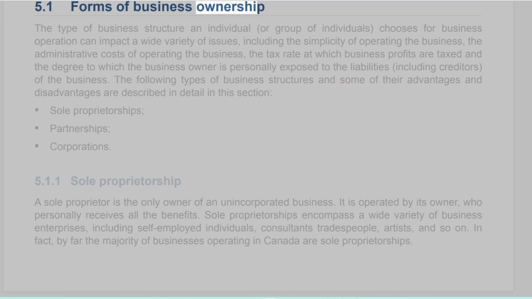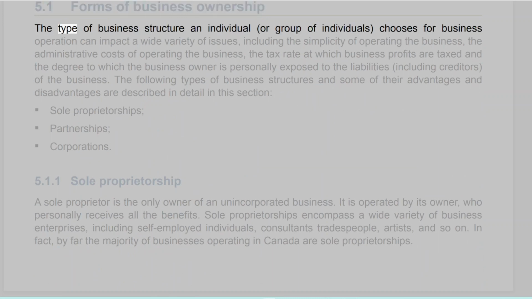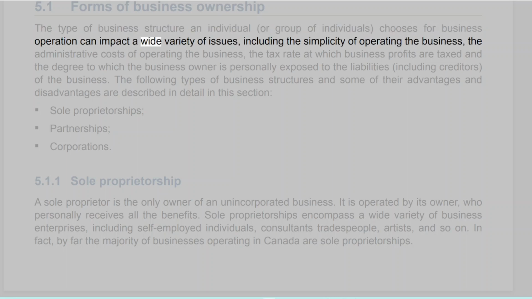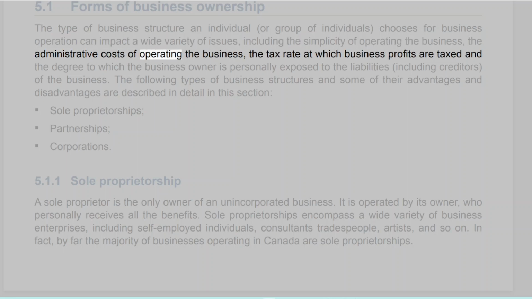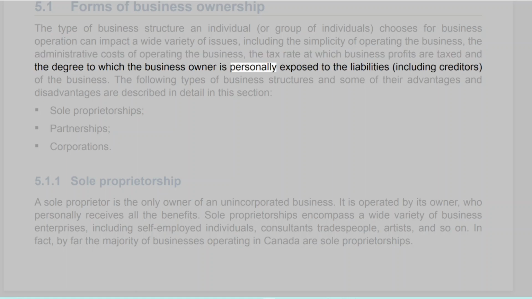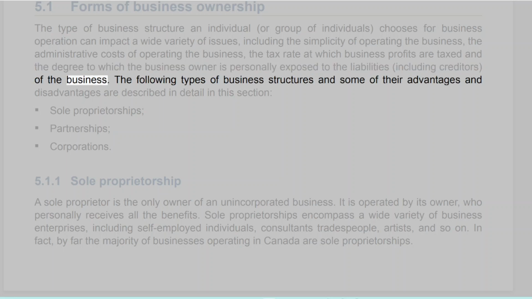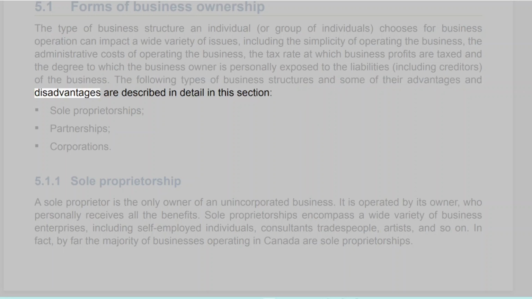5.1 Forms of business ownership. The type of business structure an individual or group of individuals chooses for business operation can impact a wide variety of issues, including the simplicity of operating the business, the administrative costs of operating the business, the tax rate at which business profits are taxed, and the degree to which the business owner is personally exposed to the liabilities, including creditors, of the business. The following types of business structures and some of their advantages and disadvantages are described in detail in this section: Sole Proprietorships, Partnerships, Corporations.